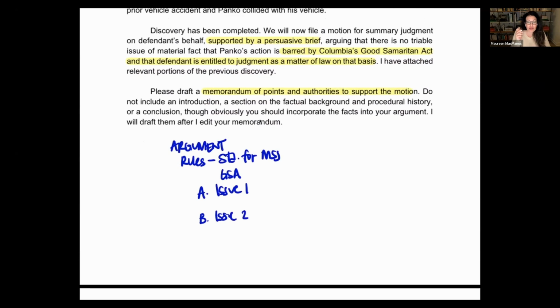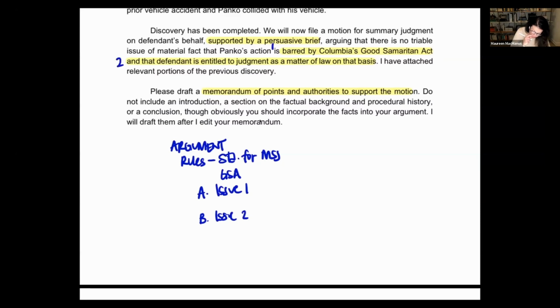So whenever they give you a motion, you don't organize by pieces of the motion, you incorporate the standard for the motion in each issue. So just throwing that out there. But I've seen plenty of people that have gotten a passing score on the PT, even though they broke it down based on this, that it's barred by the GSA.